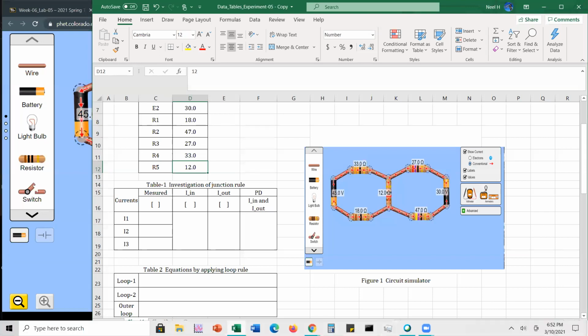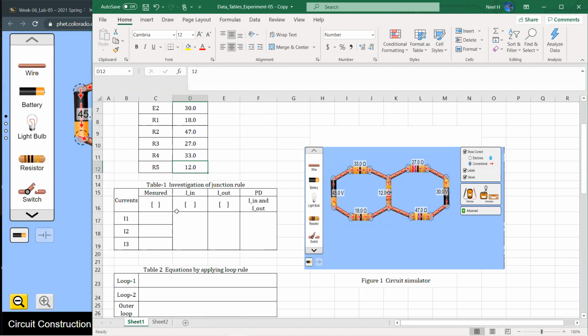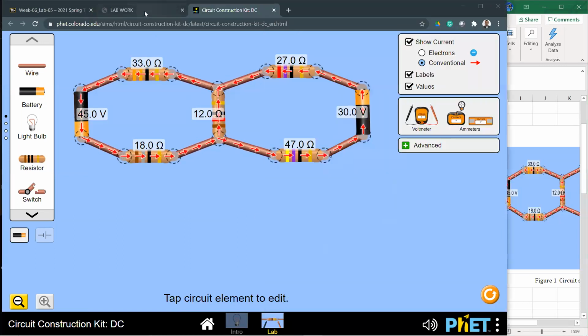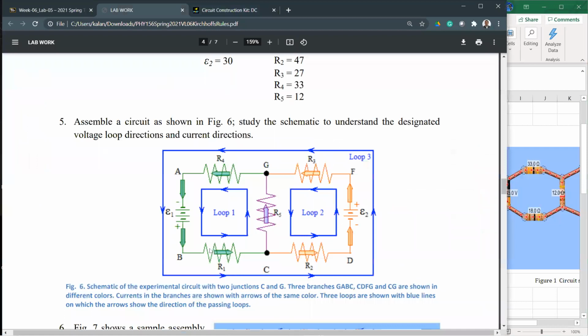Okay, then let's take a look at the first table, the investigation of the junction rule. Now to investigate the junction rule, what I need is to measure the current, right? So let's measure currents I1, I2, I3 according to our diagram. Let's say I1 comes in here, this red one via R1. I2 is the current passing through right here via R2. And I3 at this junction C is what is going up, okay? So let's measure those.